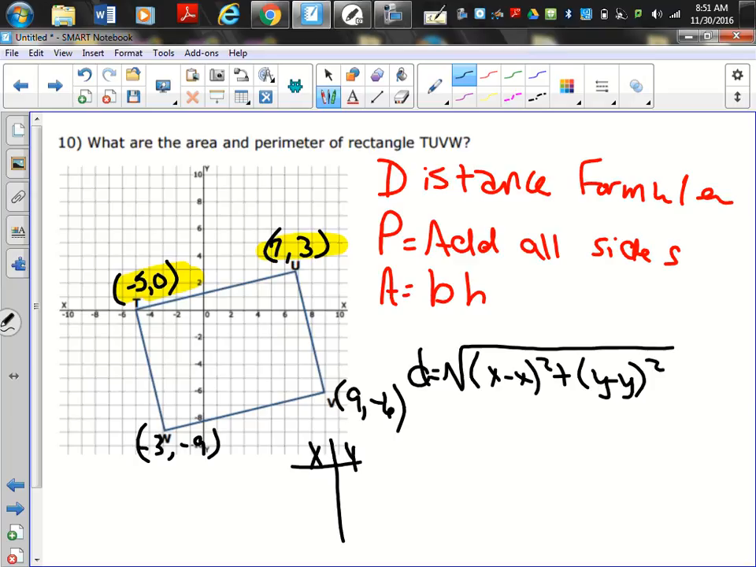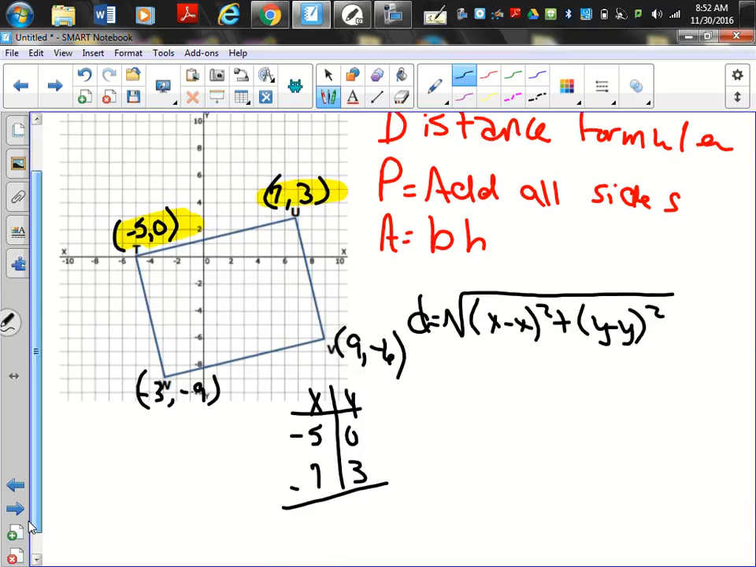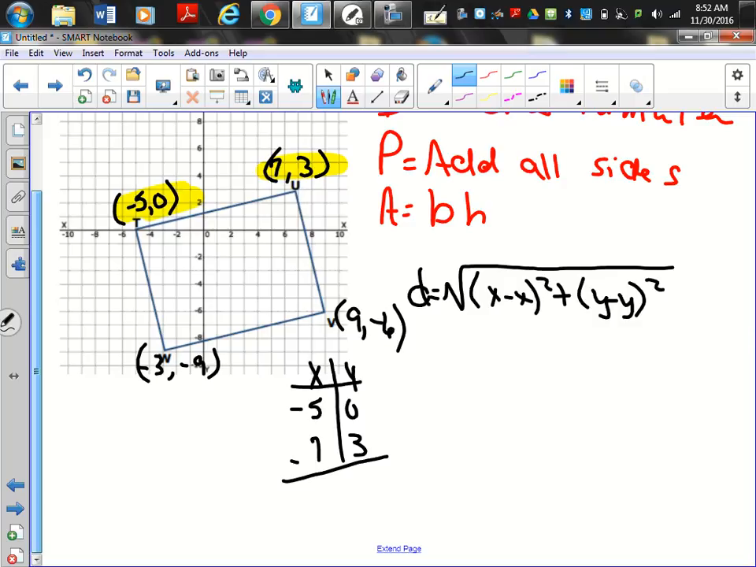Alright, so my points are at -5, 0 and 7, 3. What sign do I need to put out here beside my T-chart? A minus. At this point, you use your little calculator. So -5 minus 7 is -12. 0 minus 3 is -3.